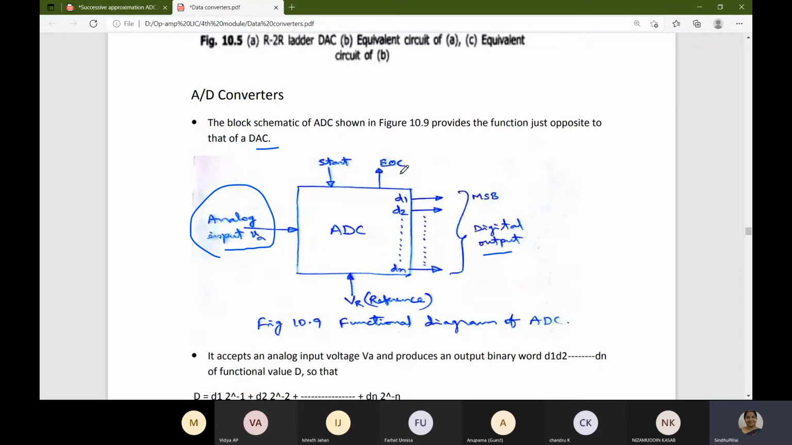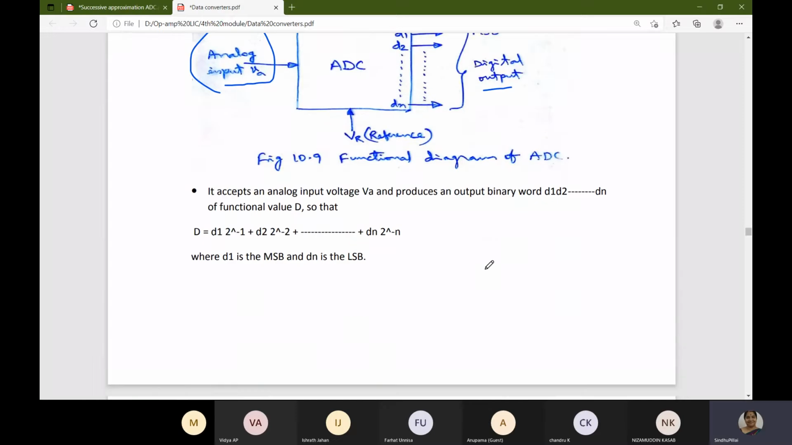And it has two important signals. One is to start the conversion, one more is end of conversion, and we have a reference voltage. So whatever the analog input VA I give, that will get converted to bits from D1 to Dn. So this is the block of ADC. So the digital D is nothing but D1 divided by 2 plus D2 divided by 4, like that Dn divided by 2 power n, where D1 is MSB and Dn is the LSB.